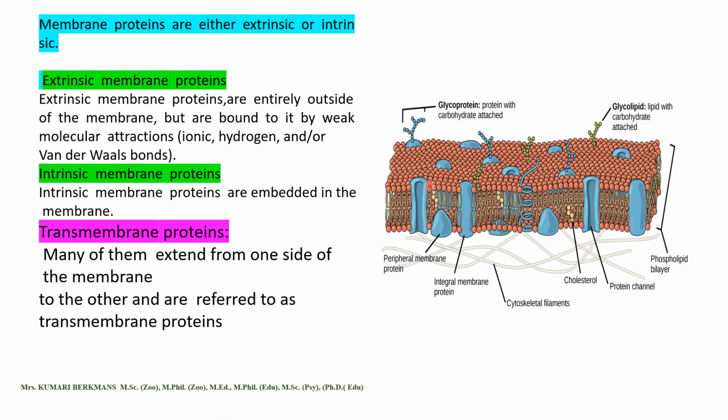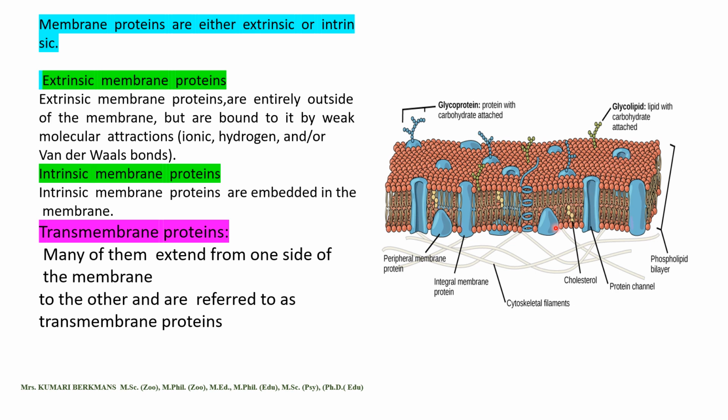The membrane proteins are either extrinsic or intrinsic. Extrinsic membrane proteins are entirely outside of the membrane but are bound by weak molecular attraction, that is ionic, hydrogen and van der Waals bonds. So the proteins involved here are called extrinsic membrane proteins.